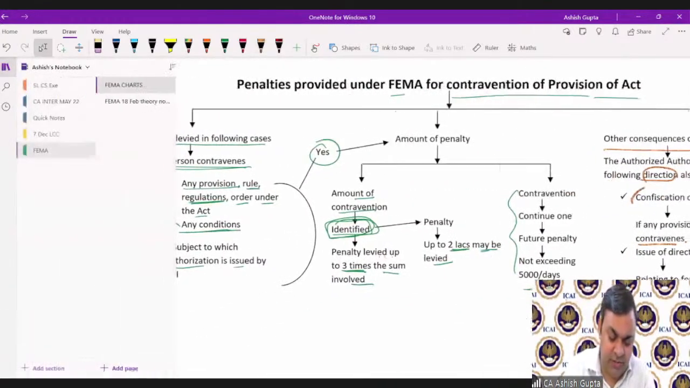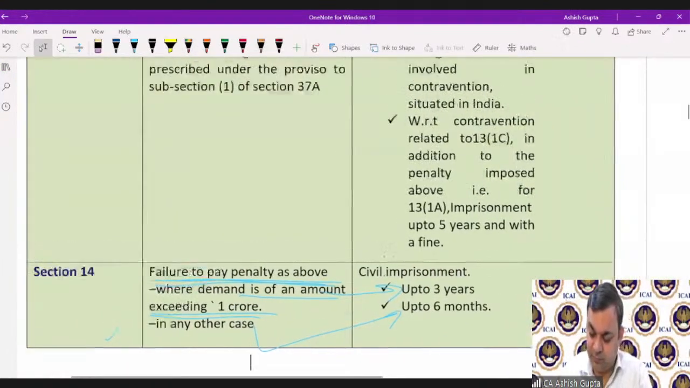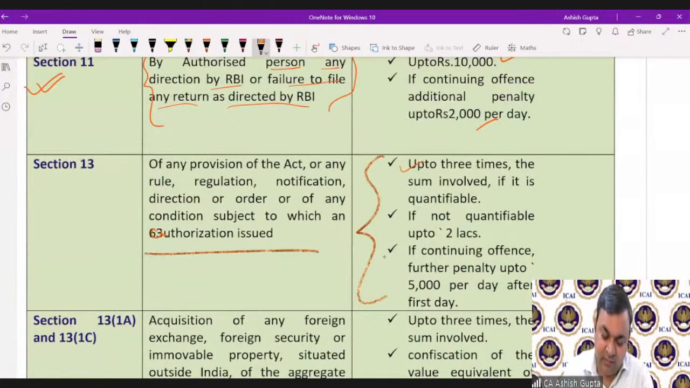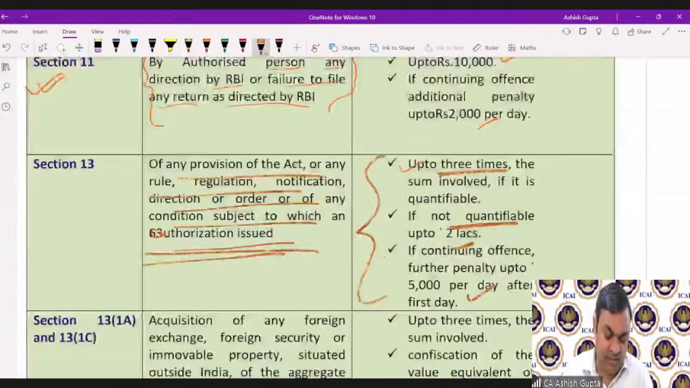And if you can check, see this one, right? If any person contravenes the provision of the Act, rules, regulations, etc., then if the amount is identified, there is a penalty of up to 3 times. This is mentioned. And if it is not quantifiable, then there is a penalty of 2 lakh rupees, or in case of continuing failure, 5,000 rupees per day. That is the penalty part.